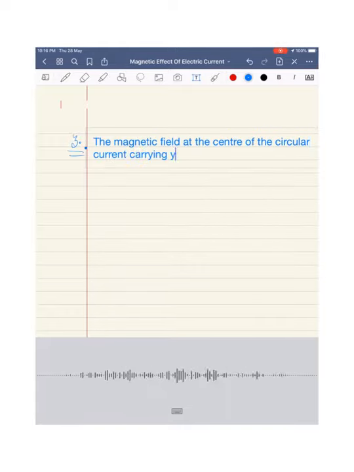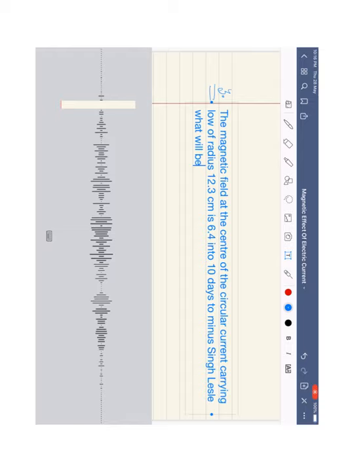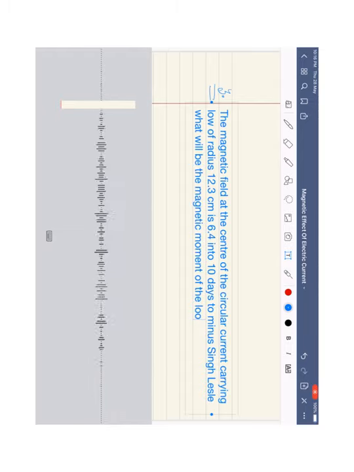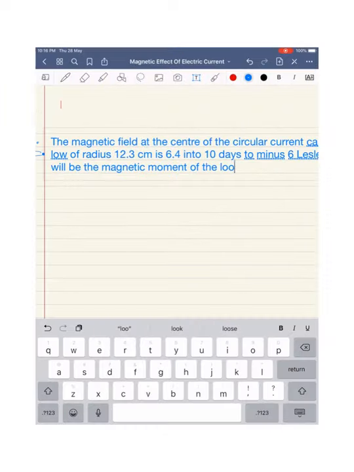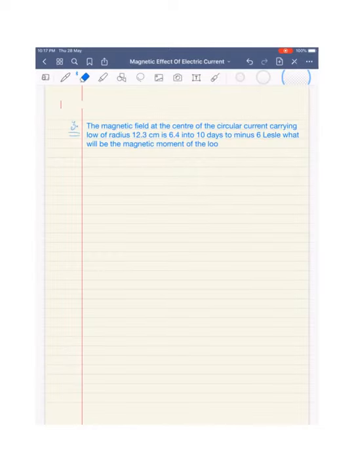The magnetic field at the center of a circular current carrying coil of radius 12.3 centimeter is 6.4 into 10 raised to minus 6 Tesla. So what will be the magnetic moment of the coil? That is what they are asking us to find. Okay, there are a few corrections in this, so what I'll do is I'll just write it down. I'll just type it.